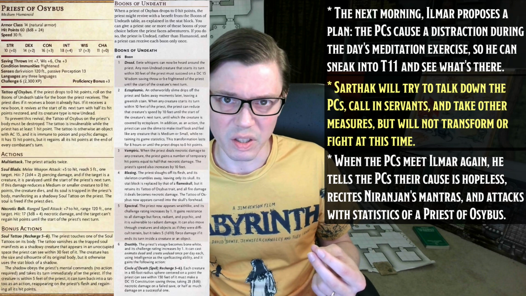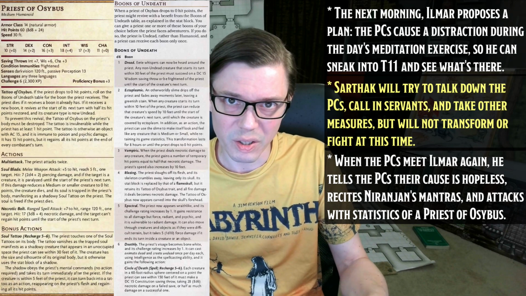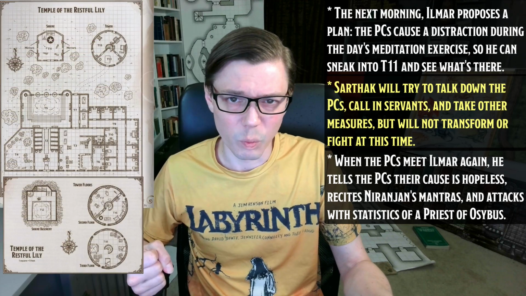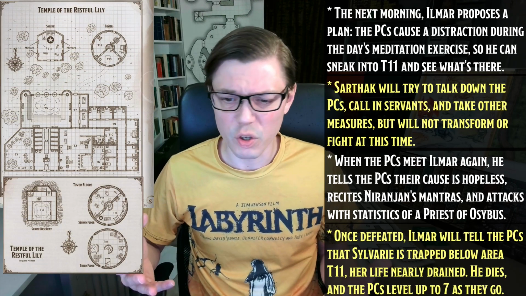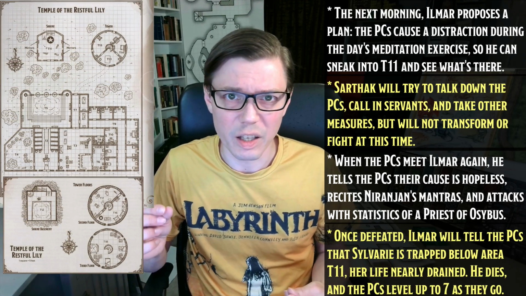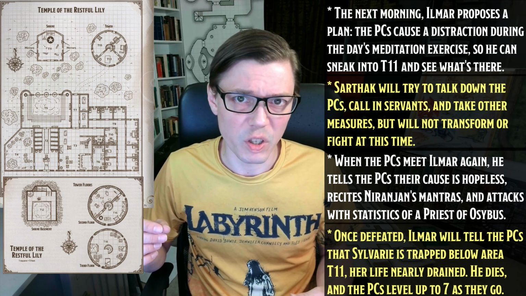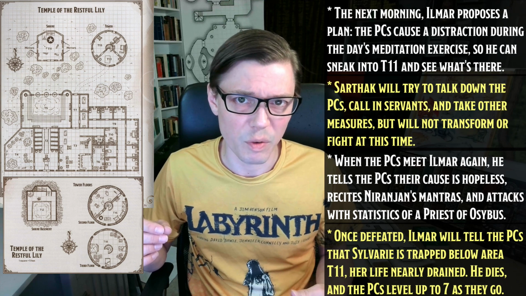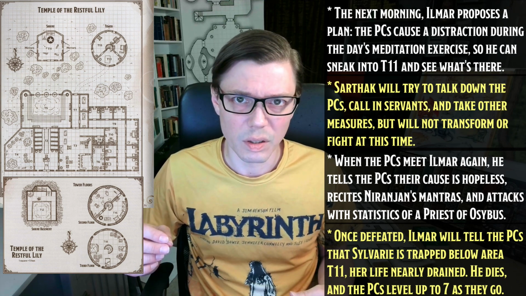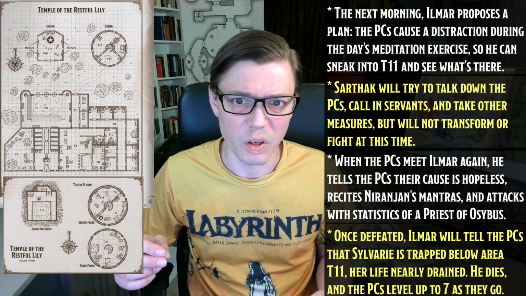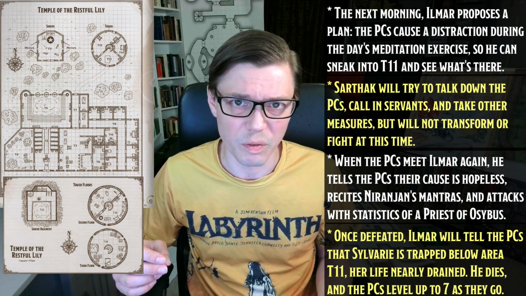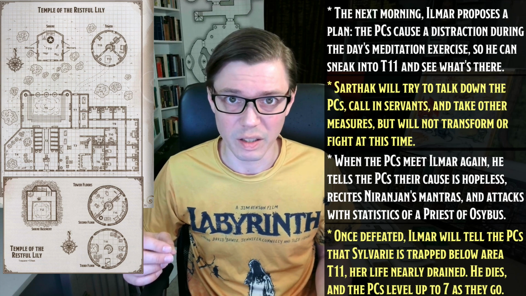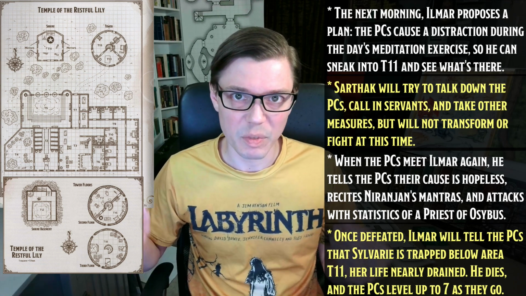And he will adopt the statistics of a priest of Osibus and fight the PCs as one of Sarthak's brainwashed slaves. When the PCs defeat him, he will return to his former self for just a second before he dies. He will tell them urgently that he found something in the basement of the Forbidden Shrine, something below the first level, a power source of some kind. And not just a power source, but a prisoner, the Deva Silvari that he was looking for. He warns the PCs that they don't have much time and that they must hurry down there, now. And at that point, the PCs level up to 7.